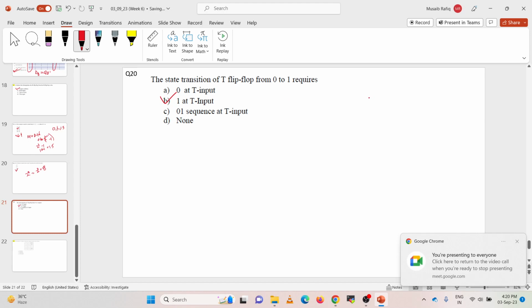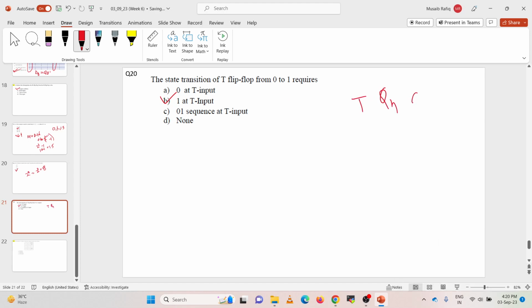So we have a T flip-flop. So let me just write down the T, Q n plus 1. 0 0 0, 0 1 1, 1 0 1, 1 1 0. So the transition from 0 to 1 requires 1 at the input.